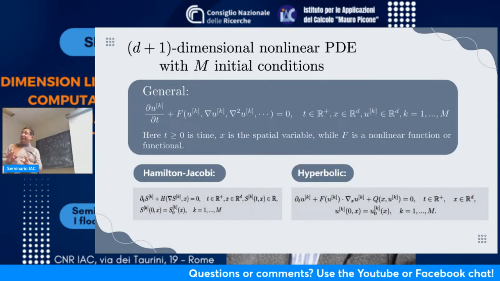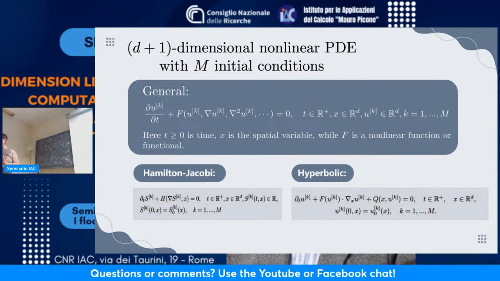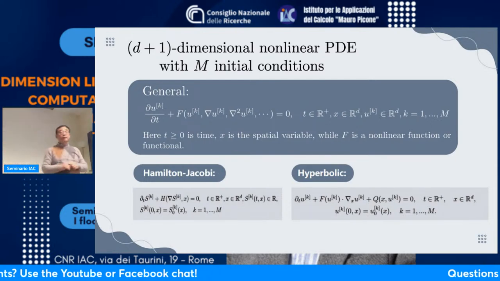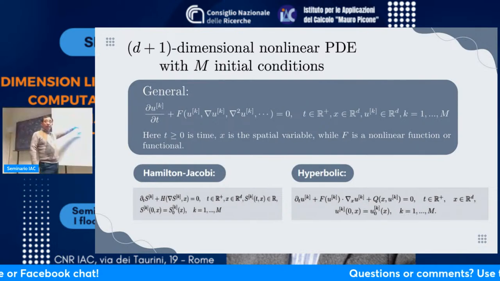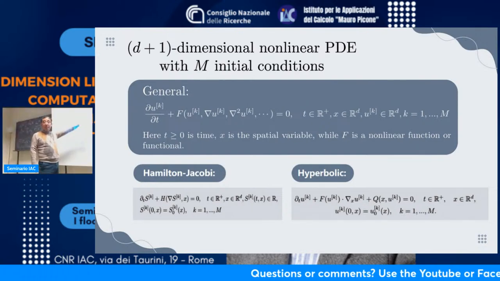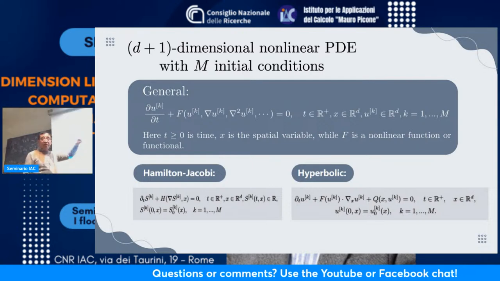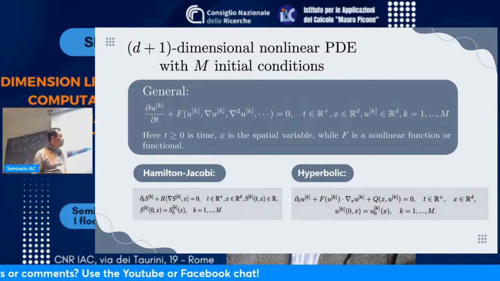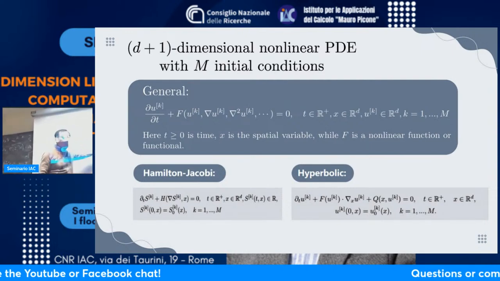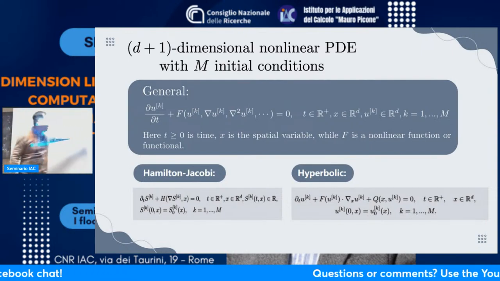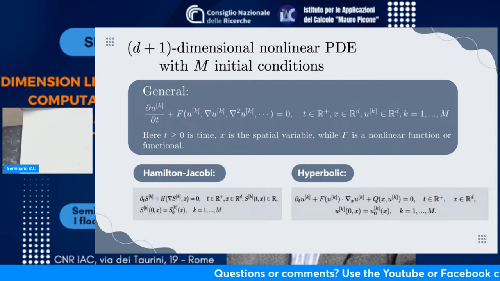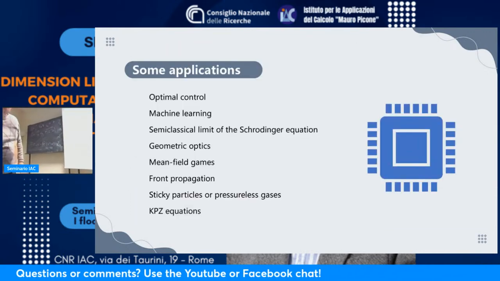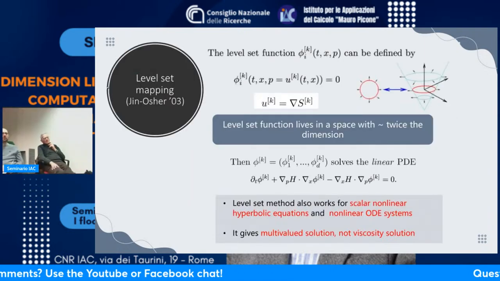But of course, this is very ambitious. For most problems, you don't know how to do it. But there are two classes of problems where we can do it. One is the Hamilton-Jacobi equation. The other one is hyperbolic conservation law, but only the scalar equation, not nonlinear systems. Whether it's conservative or non-conservative doesn't matter. You can allow a nonlinear source. So for this type of equation, we are able to do it.